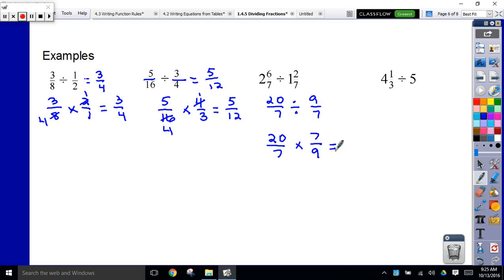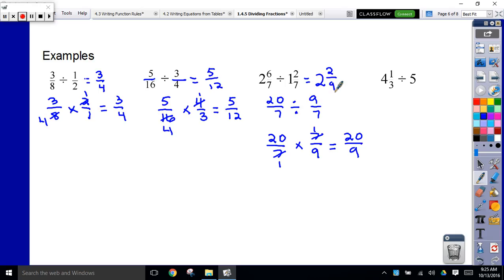Flip it. Okay, now this works out really nice because we have diagonal 7s. So 7 goes into itself once each time. We can't simplify this way, so we end up with 20 over 9, which we can change to a mixed number. 9 goes into 20 twice, with 2 left over. So we have 2 and 2/9.